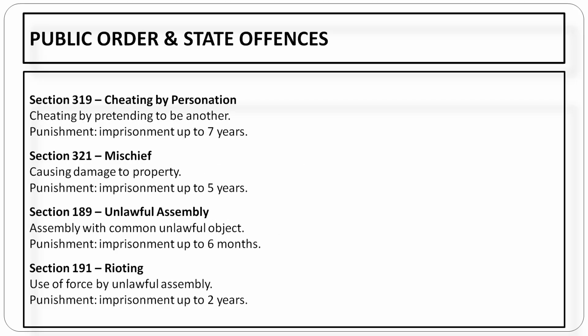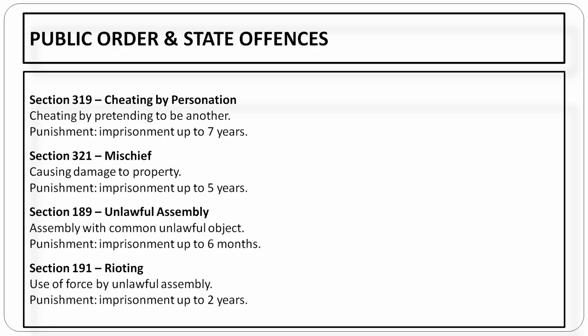Section 319 deals with cheating by personation. It applies when a person cheats by pretending to be someone else. The offender may use a false name, identity, or documents. The intention is to deceive and gain benefit. The victim is misled because of false identity. The punishment for this offense can be imprisonment up to 7 years.